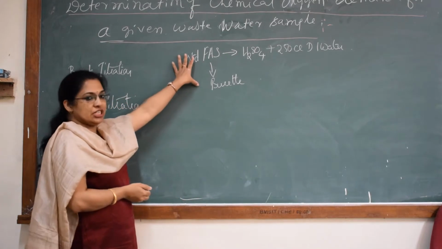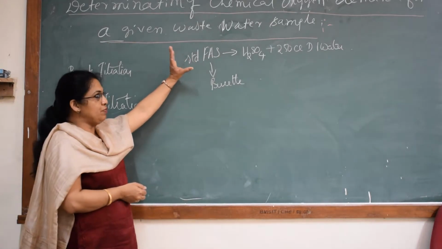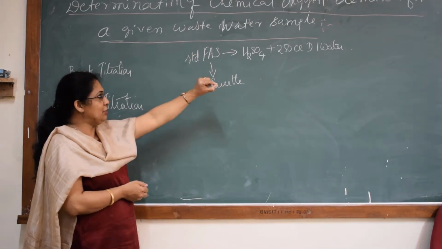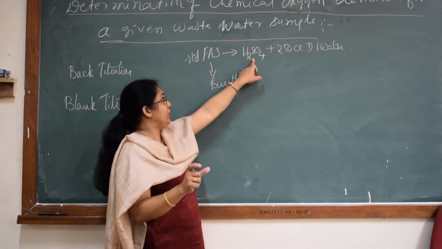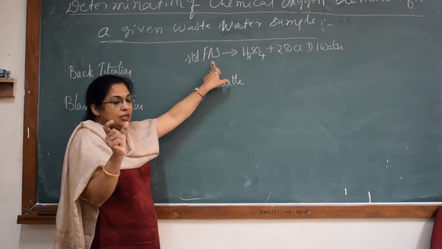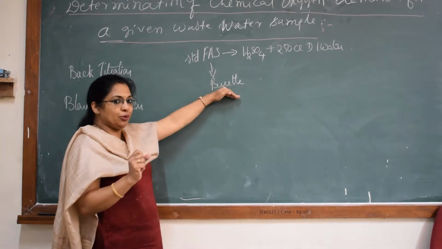The first part is the preparation of FAS. You are preparing FAS in DI water in the presence of sulfuric acid. The sulfuric acid is purely to prevent hydrolysis of FAS, otherwise FAS will become a dirty yellow color precipitate. Now transfer this to a burette and keep it ready.